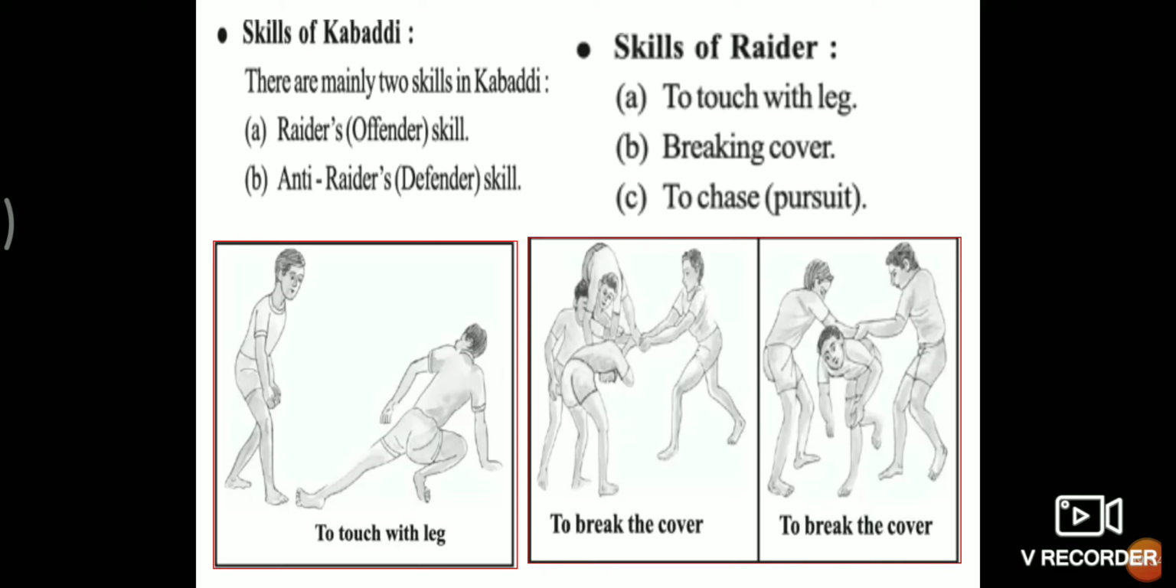Dear students, after getting information about the ground, we will see the skills of Kabaddi. There are mainly two skills in Kabaddi. First, riders, like offender skills. Second, anti-riders, the defender skills. Skills of riders: first, to touch with leg. Second, breaking the cover, and third, to chase.